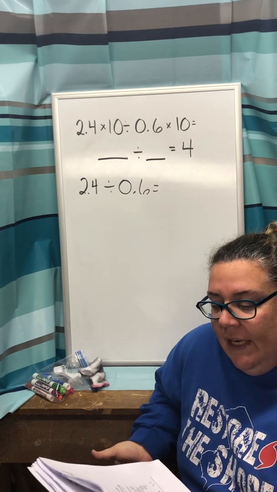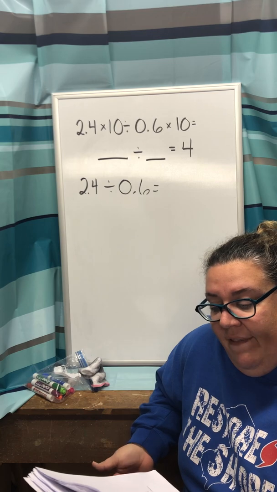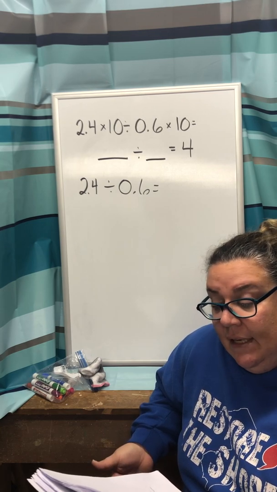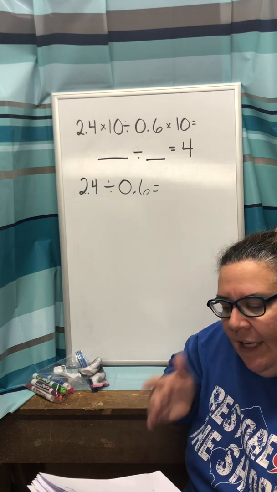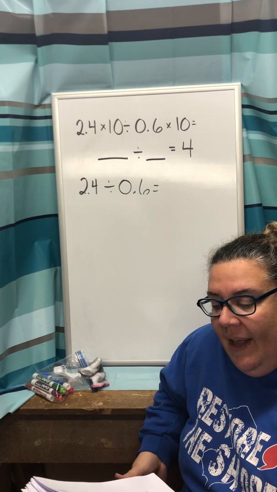It says equivalent expressions have the same value. If both the dividend and divisor are multiplied by the same power of 10, the result is a division problem with the same quotient as the first problem. So to find 2.4 divided by 0.6, multiply the dividend and divisor by the same power of 10.